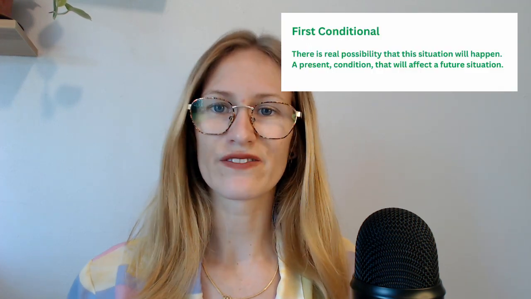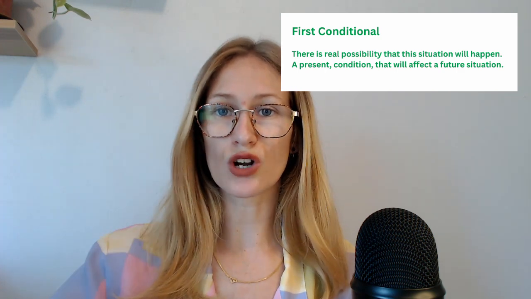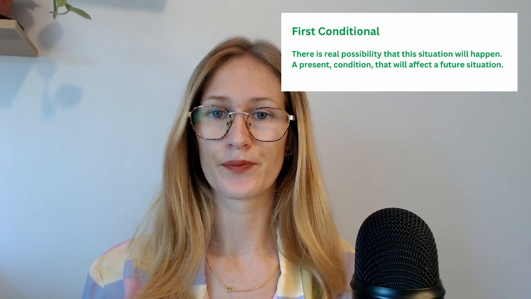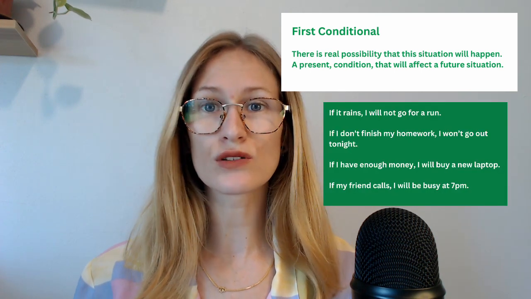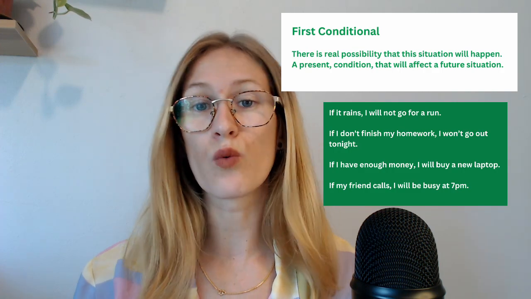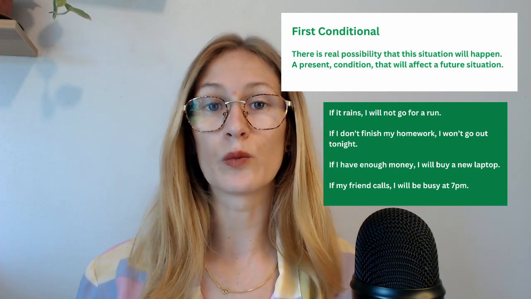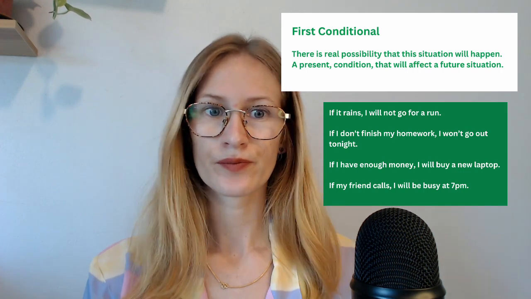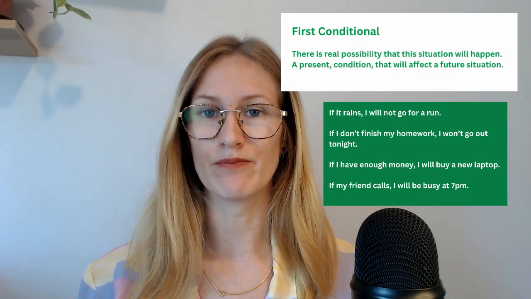Now moving on to the first conditional. This is also quite simple to understand. The first conditional is something present but with future consequences. So for example, if it rains, I will not go for a run. If I don't finish my homework, I won't go out tonight. If I have enough money, I will buy a new laptop. If my friend calls, I will be busy at 7 p.m.